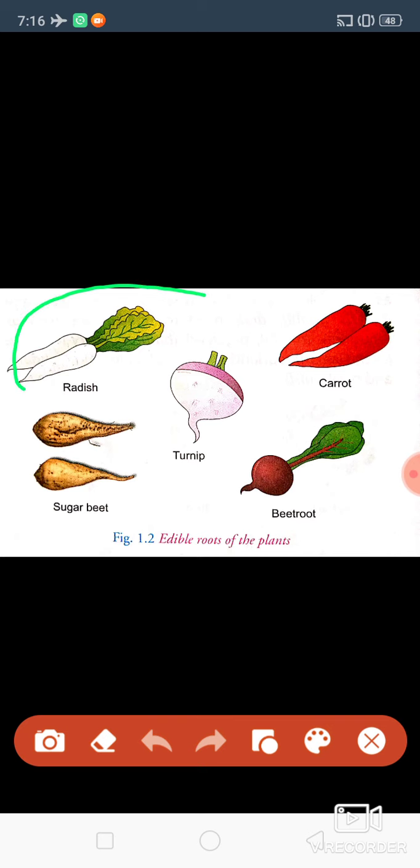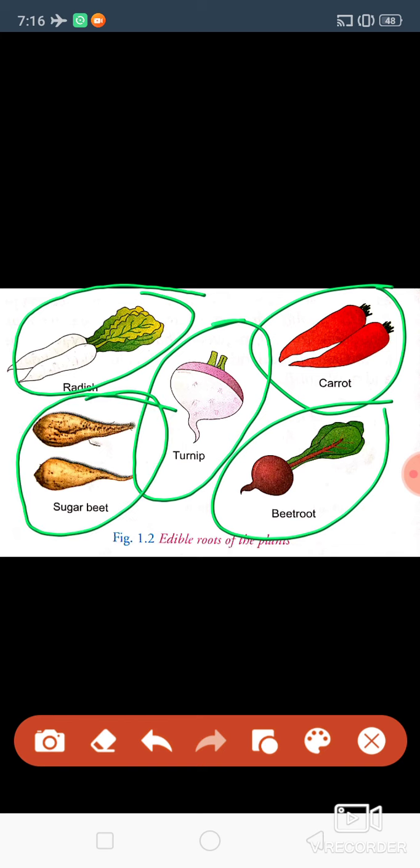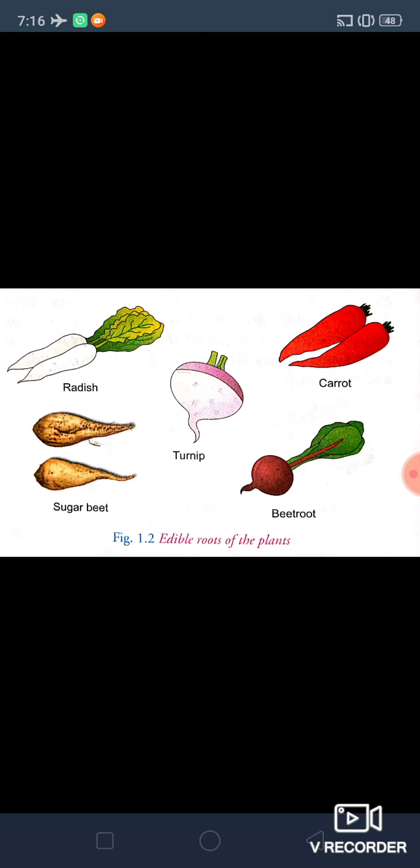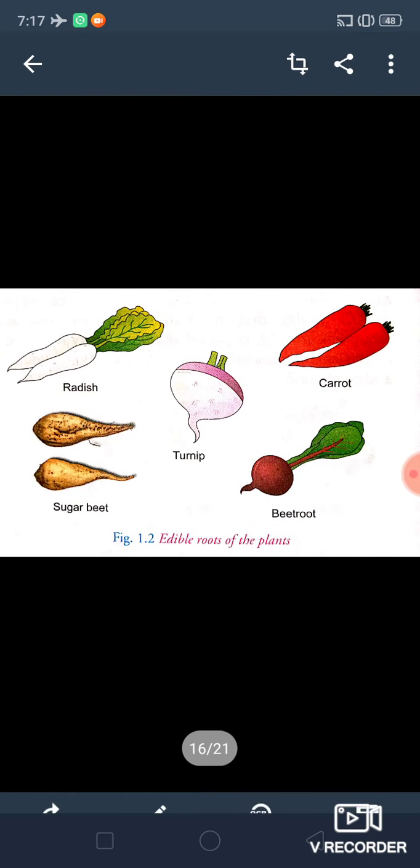So from roots, look here, radish. Radish is a food item which we get from root. Carrot, then beetroot. All these are what? These are roots of the plant. The food items which we obtain from the roots of the plant: sugar beet, beetroot, turnip, carrot, radish. All these are food items which we get from the root of the plant. Okay, so if you are asked what kind of food items we get from root, then you can mention all this.